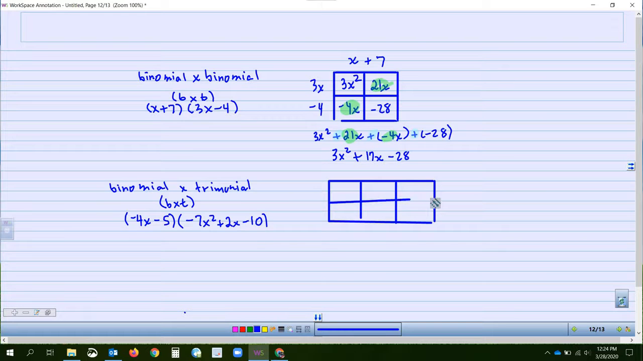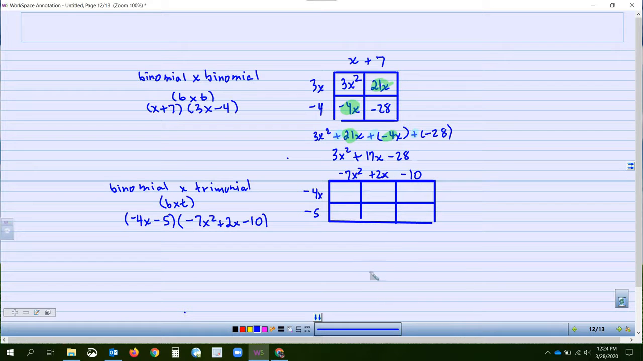And this time it won't be a square like the other one was. All right, here we go. It's 2 by 3. So over here is going to go my binomial, negative 4x minus 5. And up here, I'm going to have negative 7x squared plus 2x minus 10.